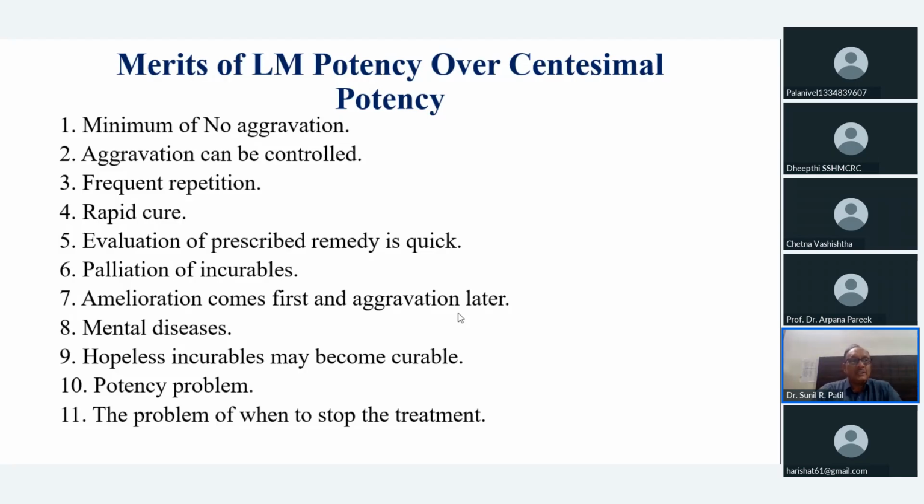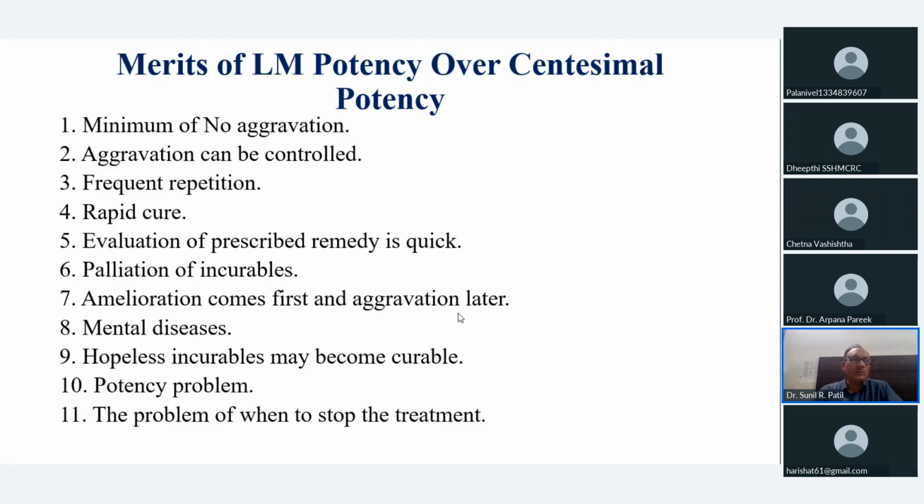The seventh one: amelioration comes first and aggravation later. With the centesimal scale of potency, usually the aggravation is produced at the beginning of treatment, followed by amelioration. While the LM potency brings about amelioration of the symptoms first, and the aggravation of the original symptoms takes place only towards the end of the treatment. So the amelioration comes first and the aggravation may come later, but the aggravation rate is very minimal.